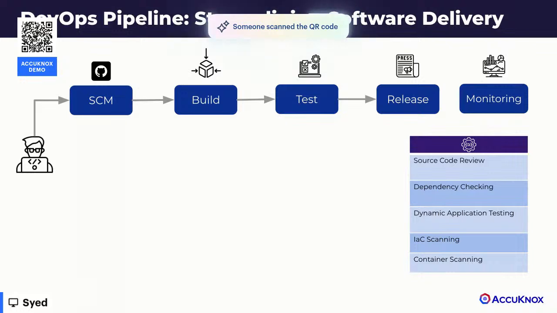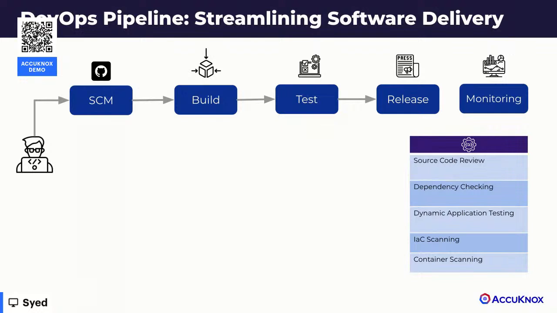So how it works is, let's say there is a developer who is creating a new feature or working on previous bugs which were there in the staging environment. Let's say he committed something into the source code management.